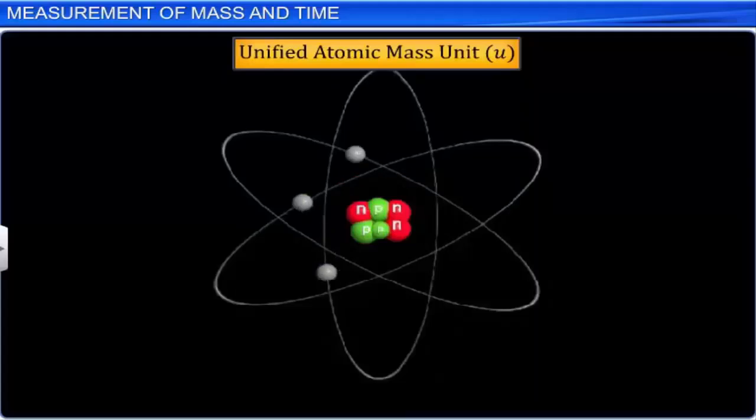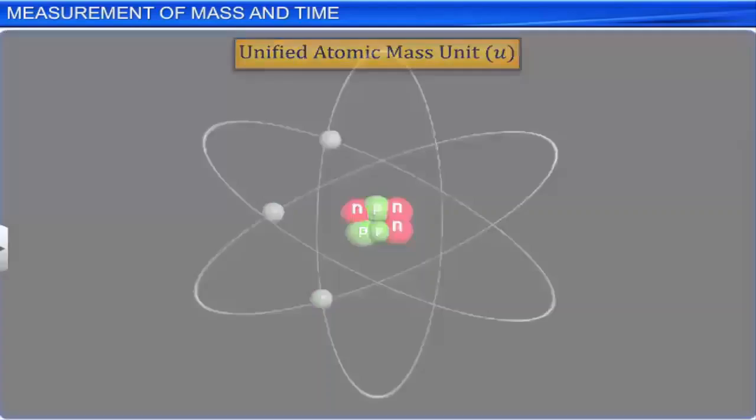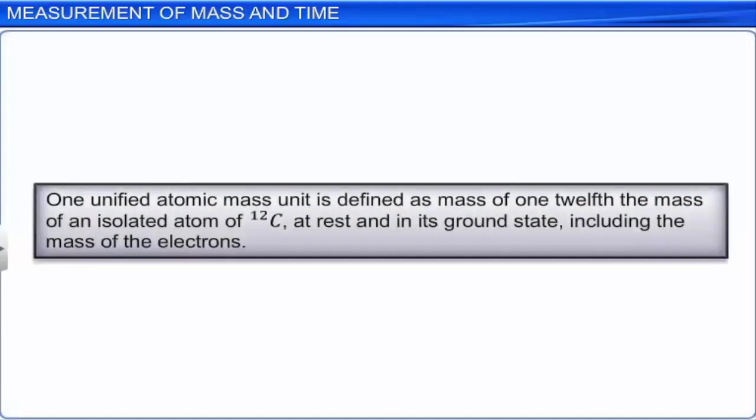One Unified Atomic Mass Unit is defined as 1/12 the mass of an isolated atom of carbon-12 isotope, at rest and in its ground state, including the mass of the electrons. It is equivalent to 1.66 × 10⁻²⁷ kilograms.